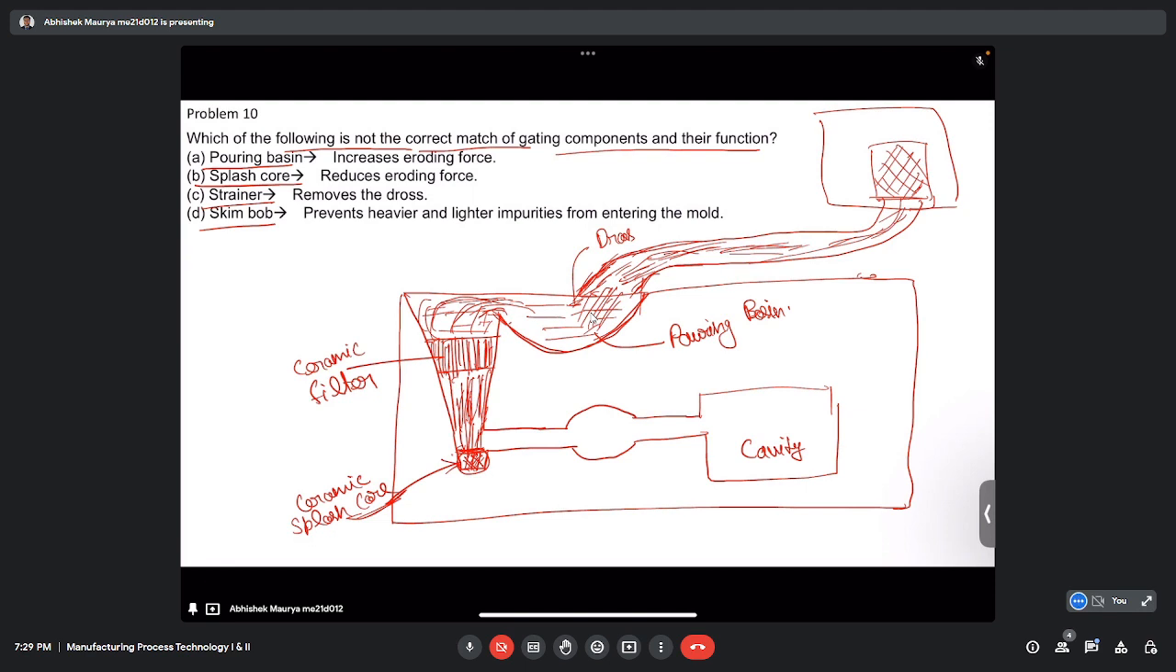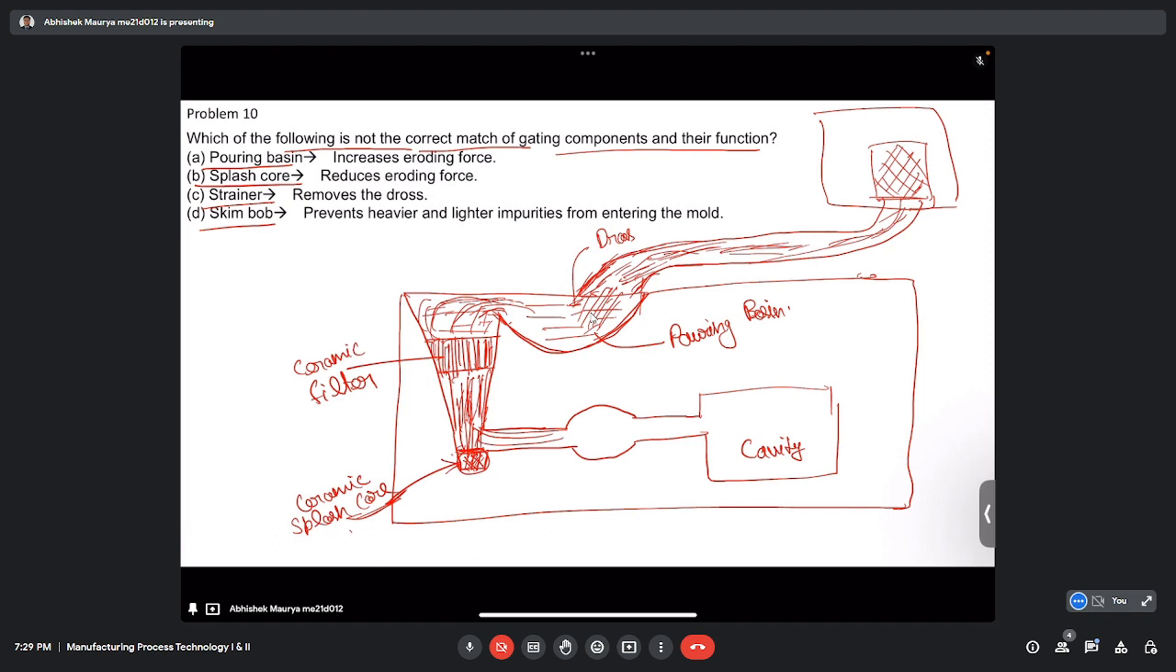So if we avoid any kind of erosion, then it means we are not allowing any kind of solid impurity to get added into the molten metal. Suppose some erosion had taken place, then again our molten metal would have become contaminated. Since we provided the splash core, that will not happen. So the splash core is here.